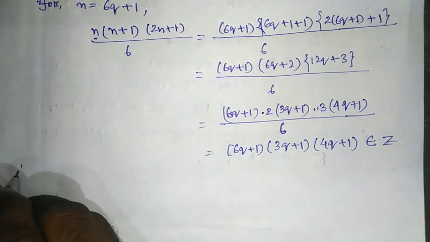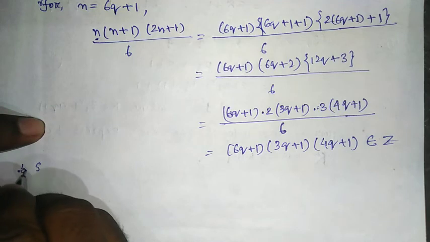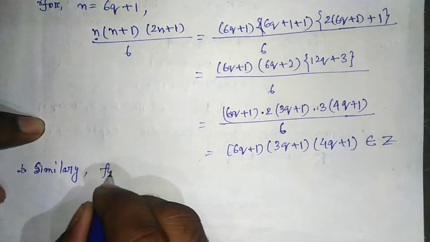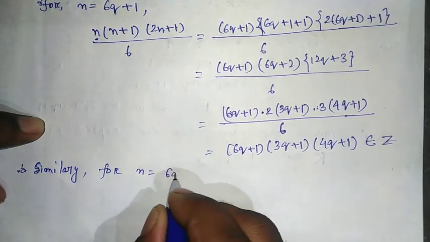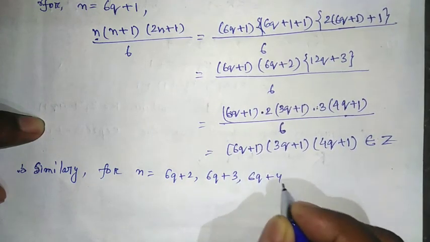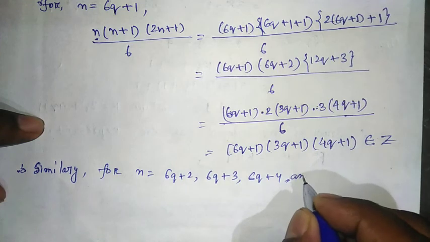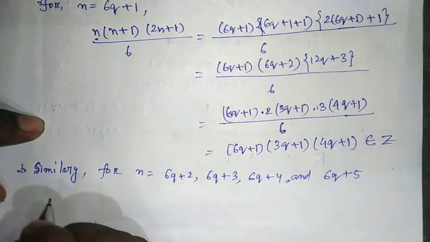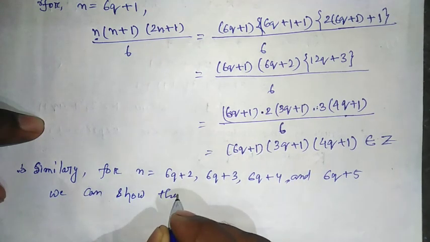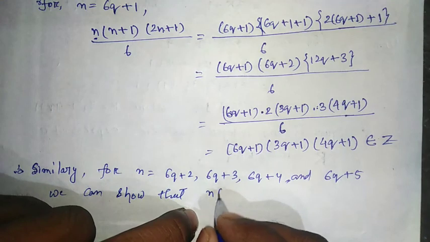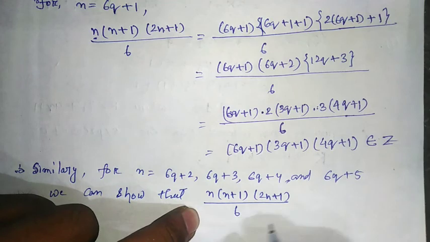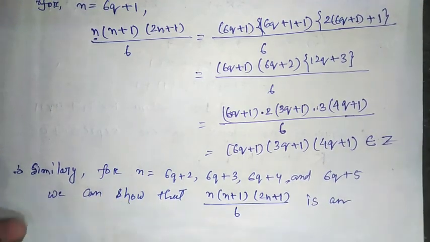Now therefore, similarly, for n equal to 6q plus 2, 6q plus 3, 6q plus 4, and 6q plus 5, we can show that n into n plus 1 into twice n plus 1, by 6, is an integer.